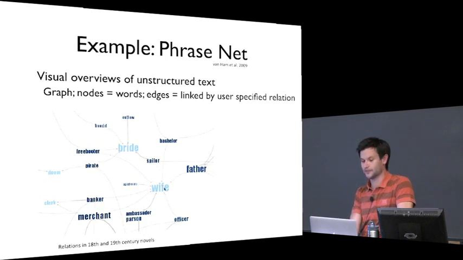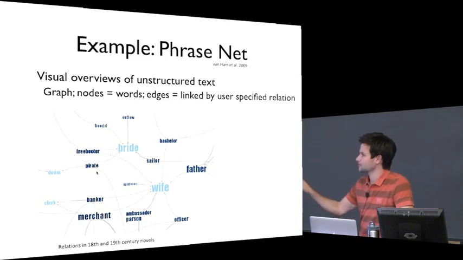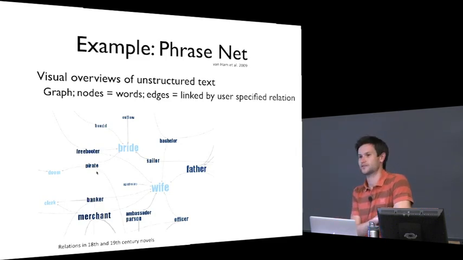For instance, the wife is connected to the father, to the ambassador, to the officer, and so on, which completely makes sense. But the bride is connected to the freebooter, to the bandit, to the outlaw, to the sailor, to the pirate, which also makes sense. And the more frequent the word is, the bigger the word is. So here you can, again, just create one tiny visualization that could summarize millions of different words or thousands of different documents.